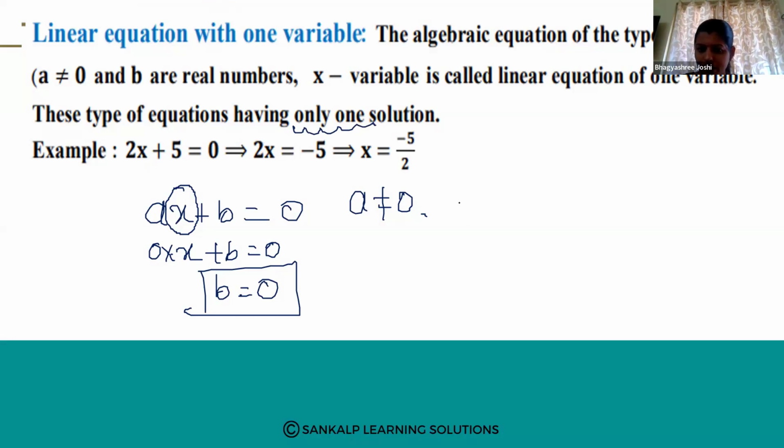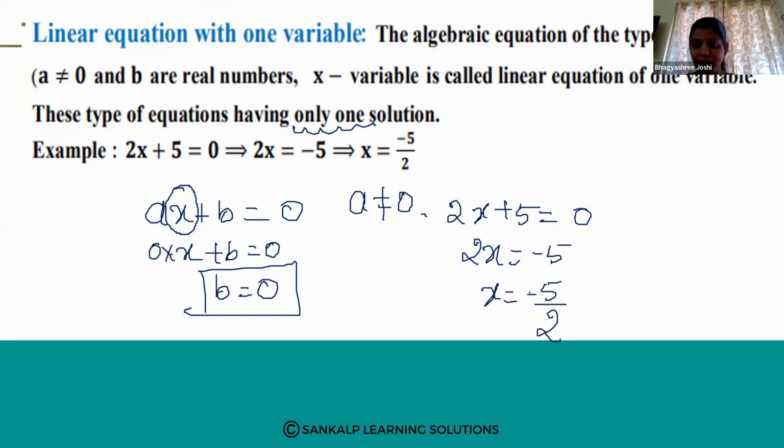So 2x plus 5 is equal to 0 is there. If I transfer 5 to this side, it will be minus 5, right? So 2x is equal to minus 5. If you transfer 2 to this side, it is x is equal to minus 5 divided by 2, right? So if I substitute x is equal to minus 5 divided by 2, what will I get? In this equation I am substituting: 2 into minus 5 divided by 2, plus 5 is equal to 0.